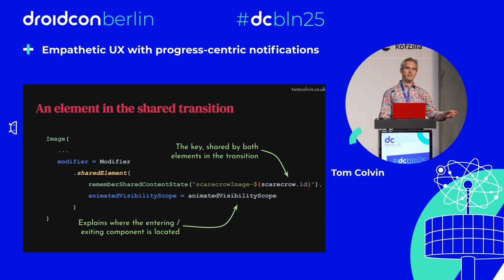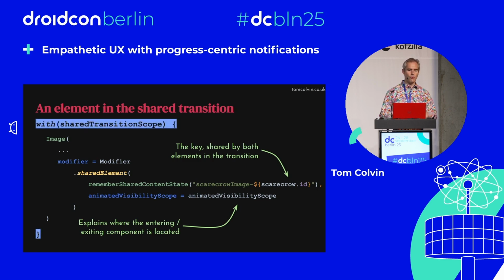We also need to explain to the animation library where those elements are going to be during the transition, because the screens may zip in and out or come in different directions. It needs to know where it is on the screen at any one time. And the animated visibility scope does that. Keep that one in mind. That's a separate thing to what we had before. I know they're named slightly similarly.